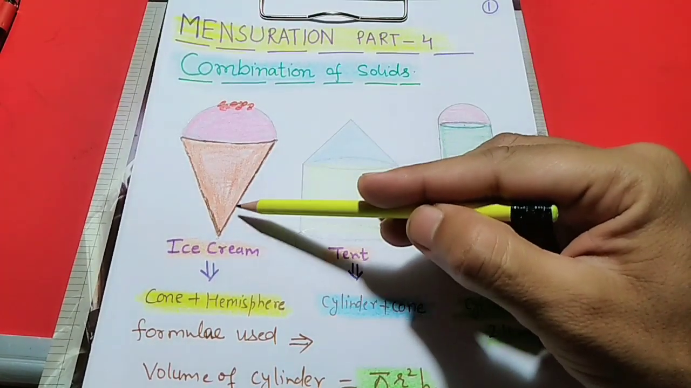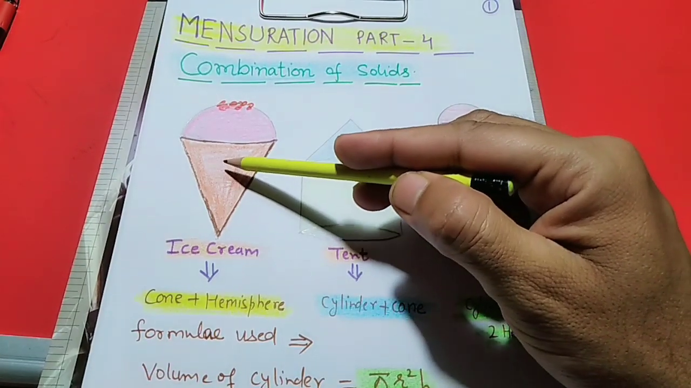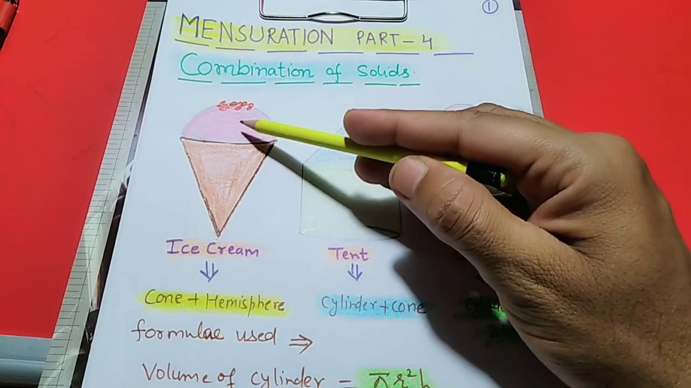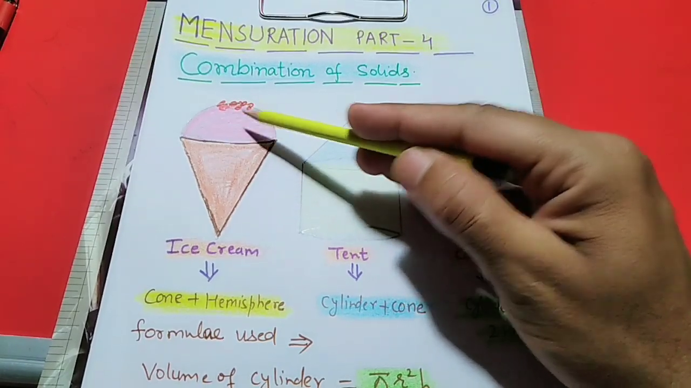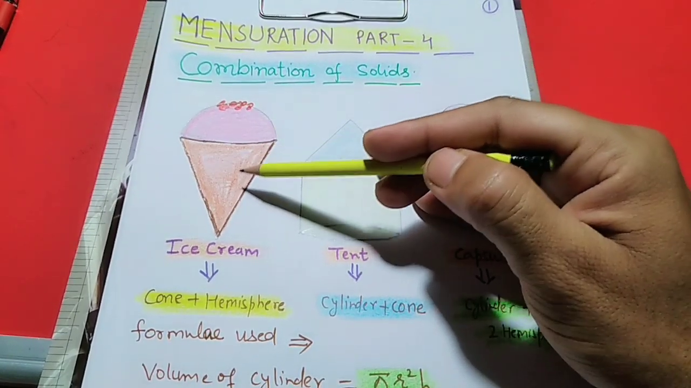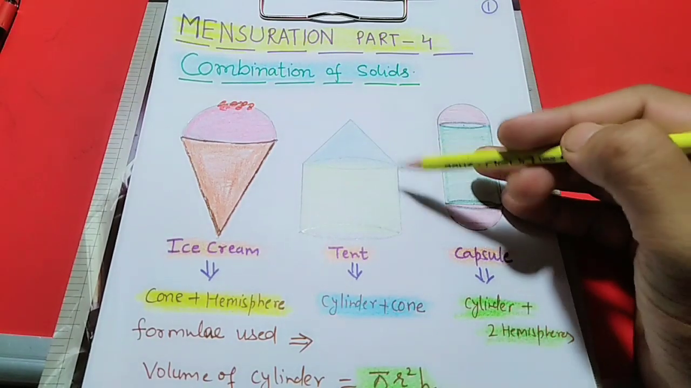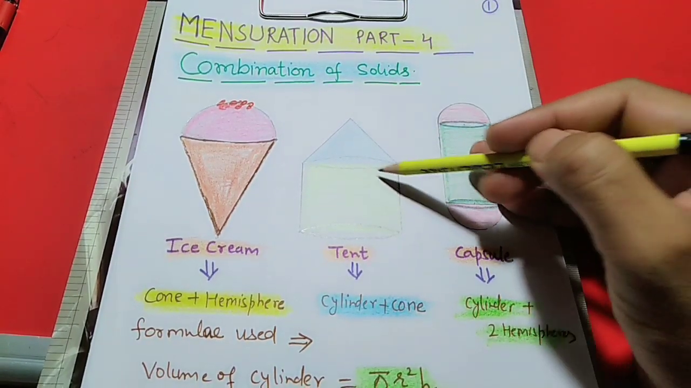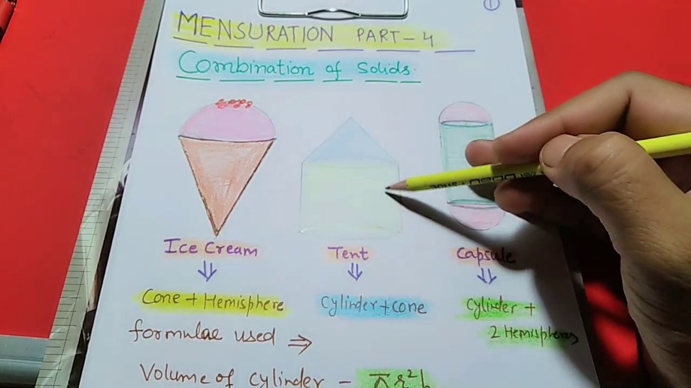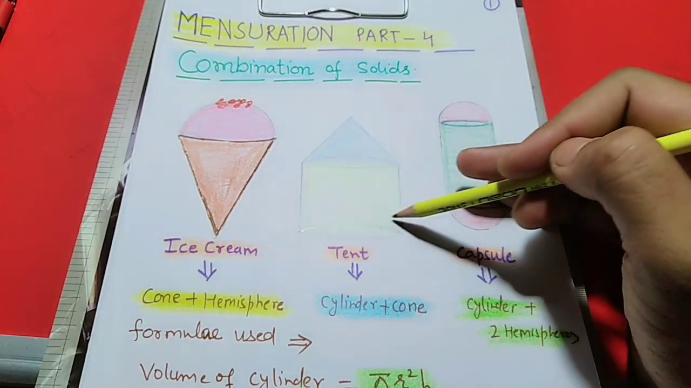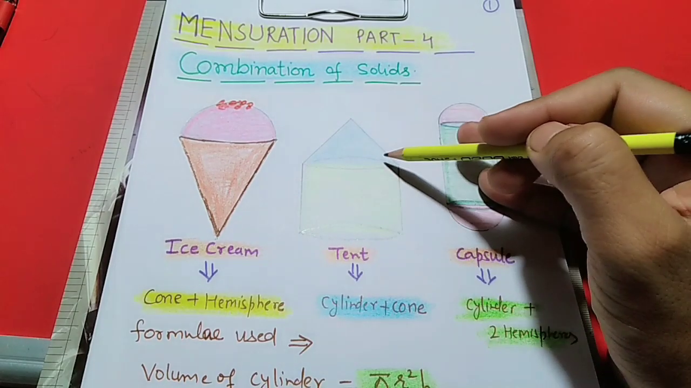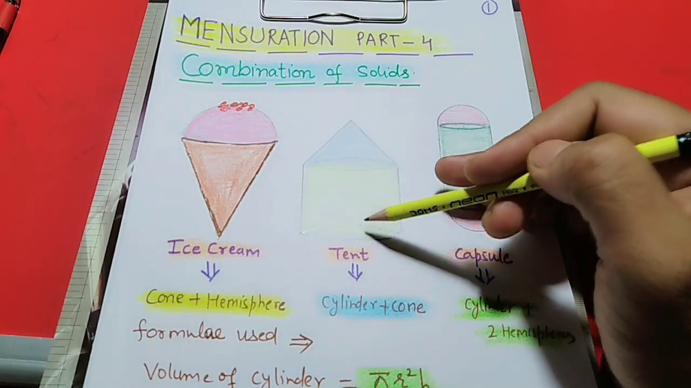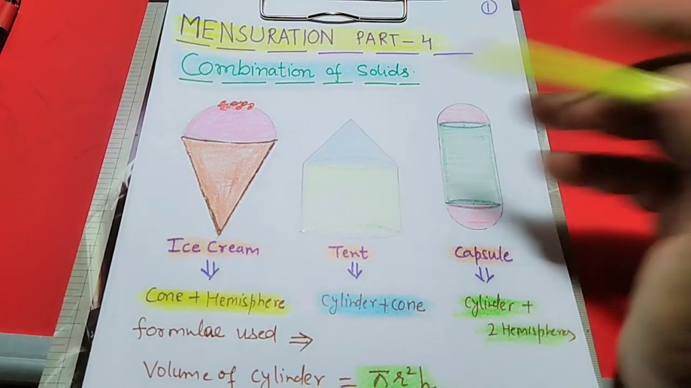You see an ice cream: the lower part is a cone and the upper creamy portion is a hemisphere. So this is the combination of two solids, cone and hemisphere. Similarly, this is a tent. The lower portion of the tent is cylindrical and the top portion is conical. So this is the combination of two solids, cylinder plus cone.